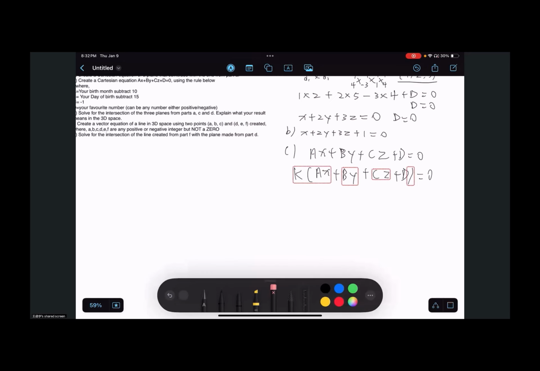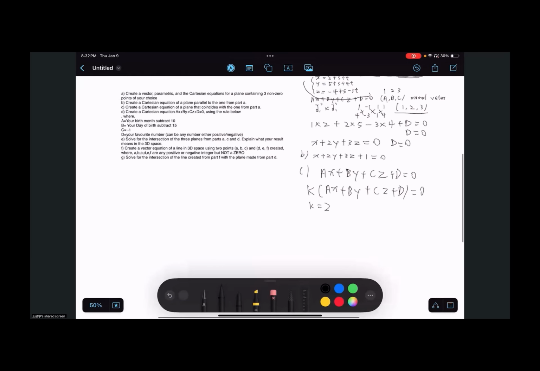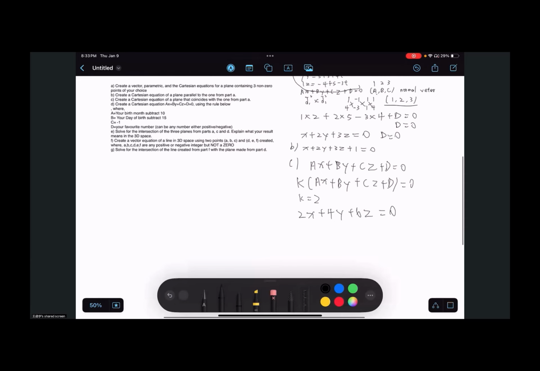For this part, let's use k equals 2 to get the answer. So we use 2 times the part A answer. So the answer for part C is 2x plus 4y plus 6z equals 0. So this is the answer for part C, that this plane coincides with part A.